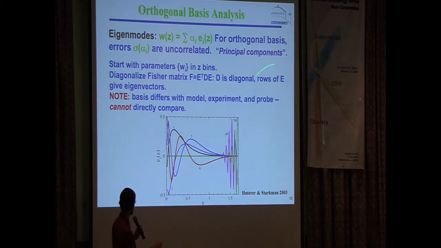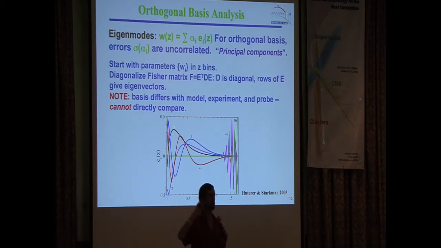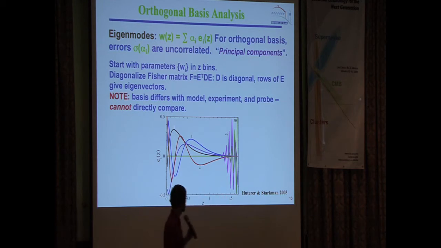If you change the probe you're using, even if you're changing the experiment, if I do a BAO experiment out to redshift 1, a BAO experiment out to redshift 2, there's different information, different eigenvectors. You cannot directly compare them.